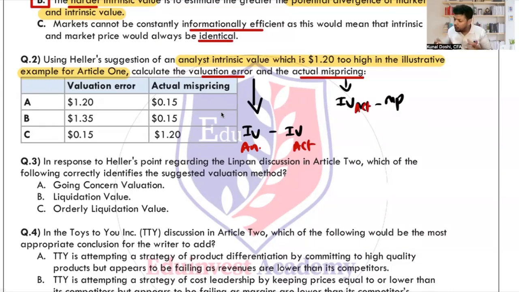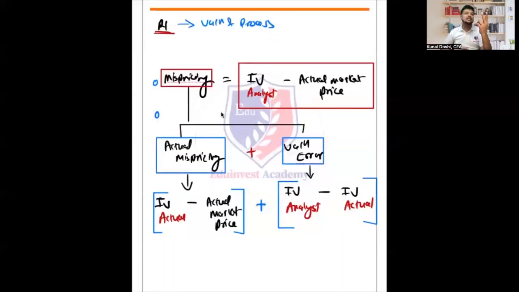If you add both, what will happen? If you add both, then you will get the mispricing. Mispricing when you add both this and this. Let me show. When I add this, intrinsic value actual disappears, and that's how I get the mispricing. Mispricing is what the analyst thinks intrinsic value is and what the actual market price is.